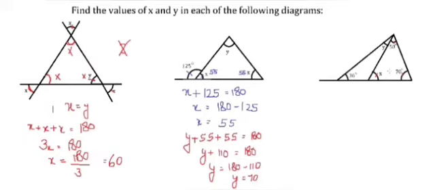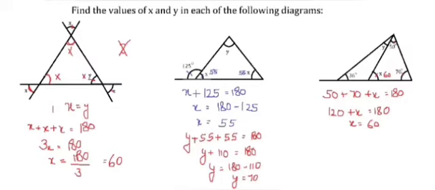So the sum of all the angles of a triangle is 180. So I can write from here 50 plus 70 plus x is 180. Now 50 plus 70 will give you 120. 120 plus x is 180, so x will be equal to 180 minus 120, that is 60. So now this angle is 60. Now we need to calculate y.